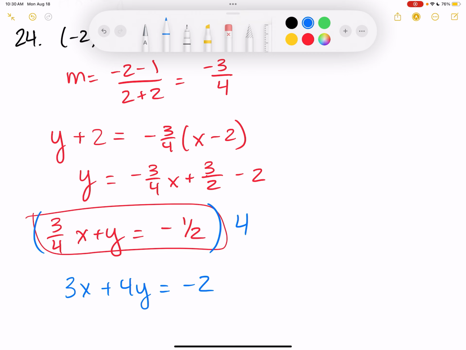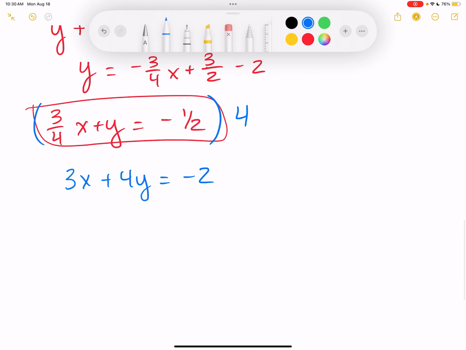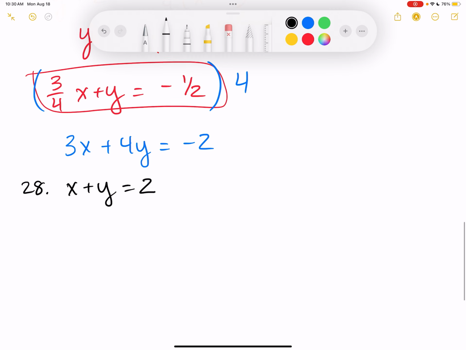It says find the slope and the y-intercept, and then it says to graph the line. I'm not worried about graphing a line, but 28, they give it to you in standard form, so x plus y equals 2. So obviously to find your slope, you need to get it in slope-intercept form. So y equals -x plus 2. So then slope is -1, y-intercept is 2, and that's all you would need to do there.